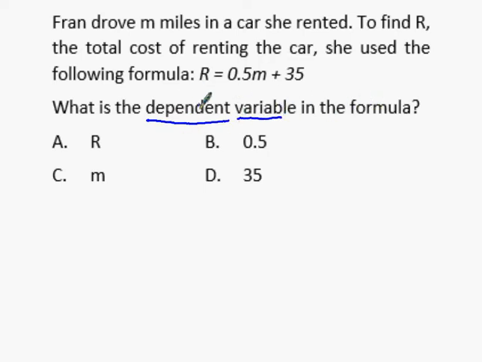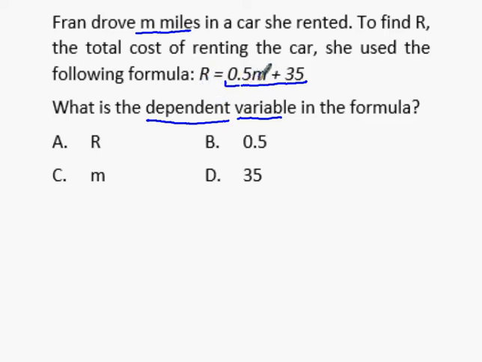So let's use a little common sense. It says that R represents the cost for renting the car. So that's how much she spent. And this stuff over here, when totaled all together, gives you that amount. So whatever we come up with for a number of M, which is miles driven, that is going to determine what her cost is. So you can sort of see already how this is going to work out.